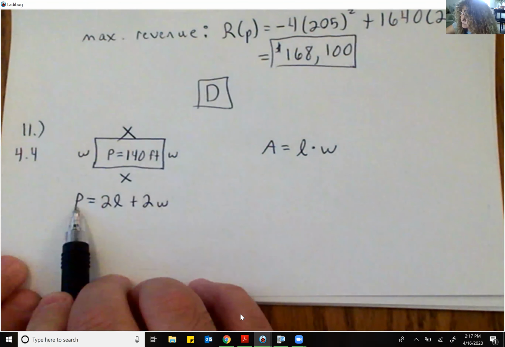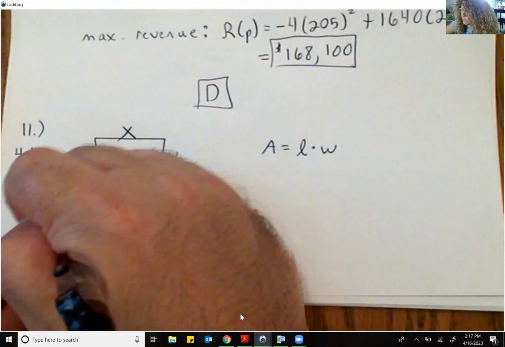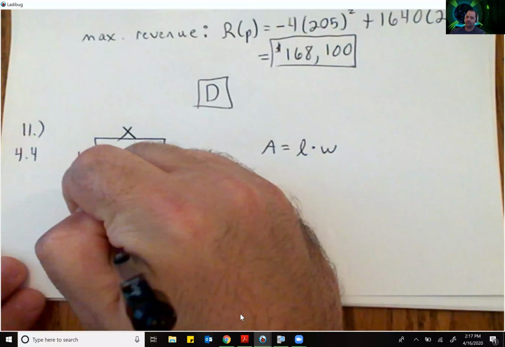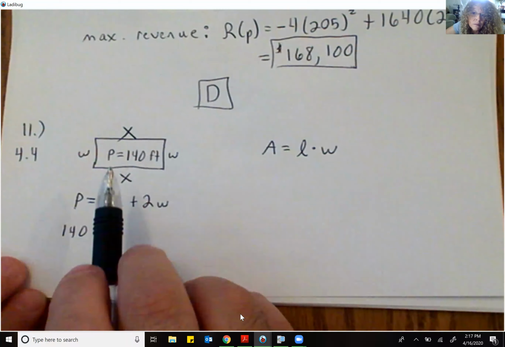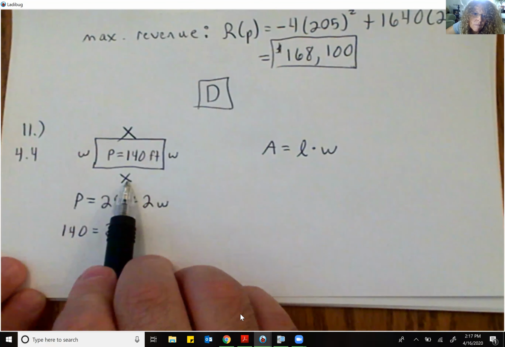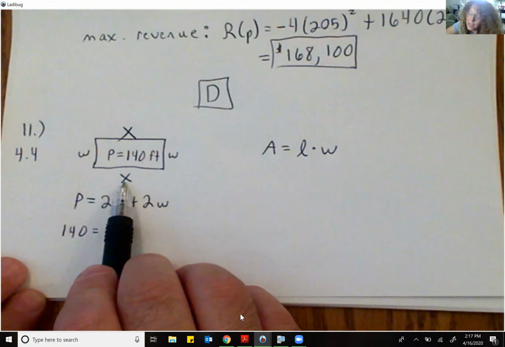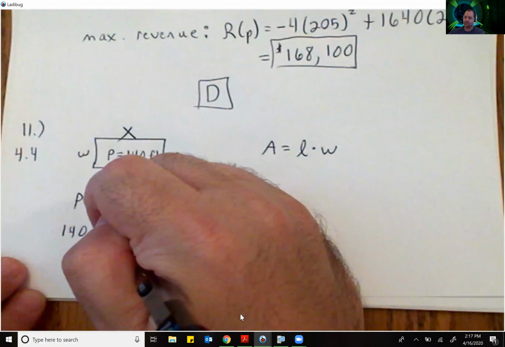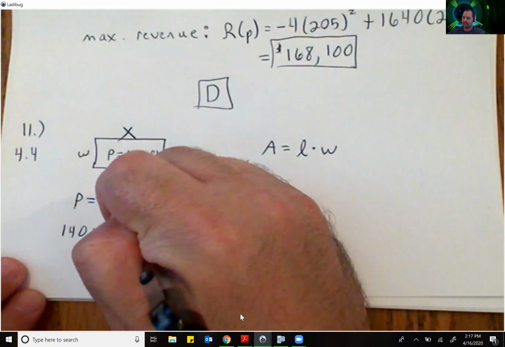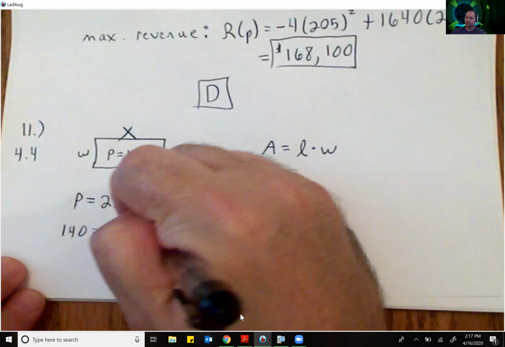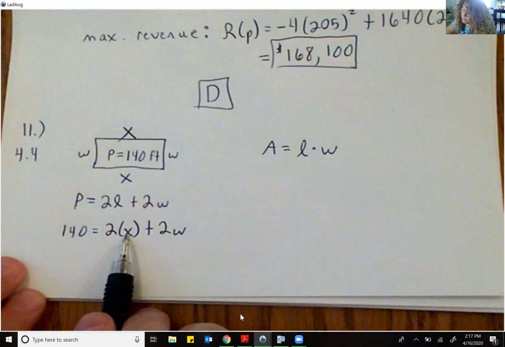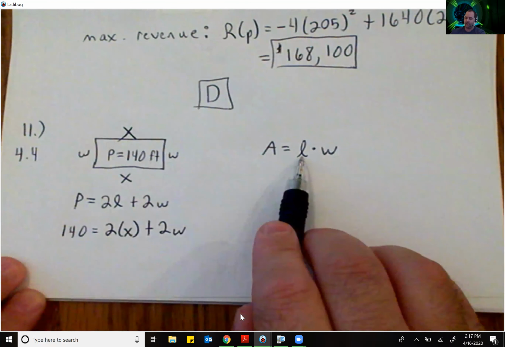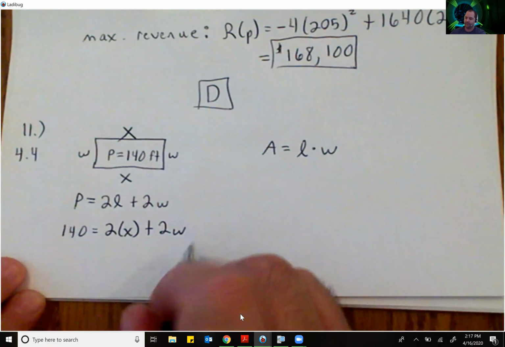140. So 140 equals 2 times L. What's L? L is going to be X, plus 2W, because we're trying to figure out what the width is. We already know what the length is. It's going to be X. We need to know what W is. So let's get W by itself.